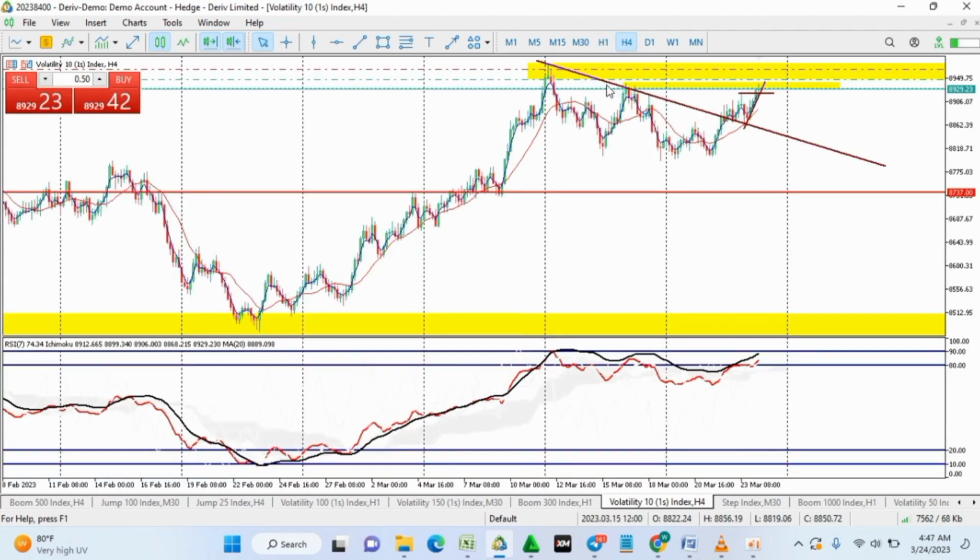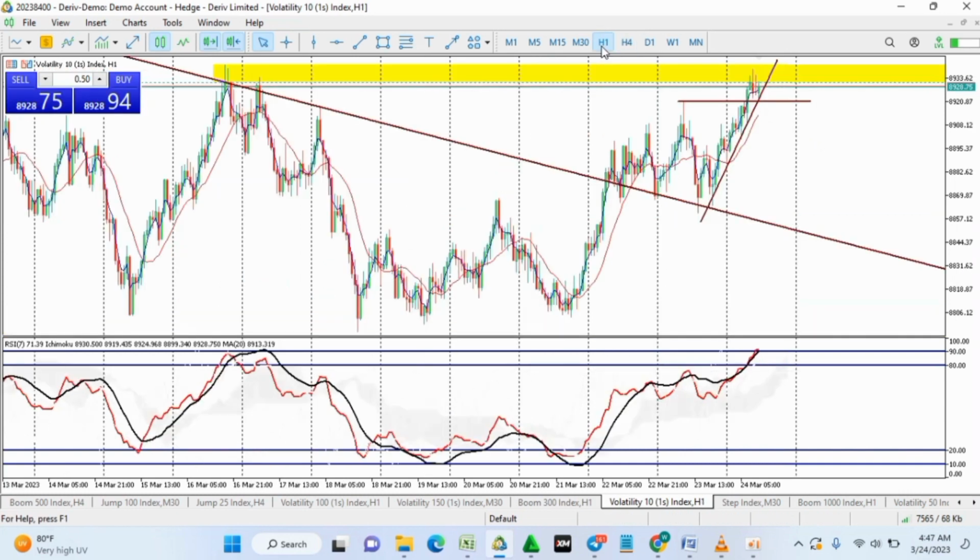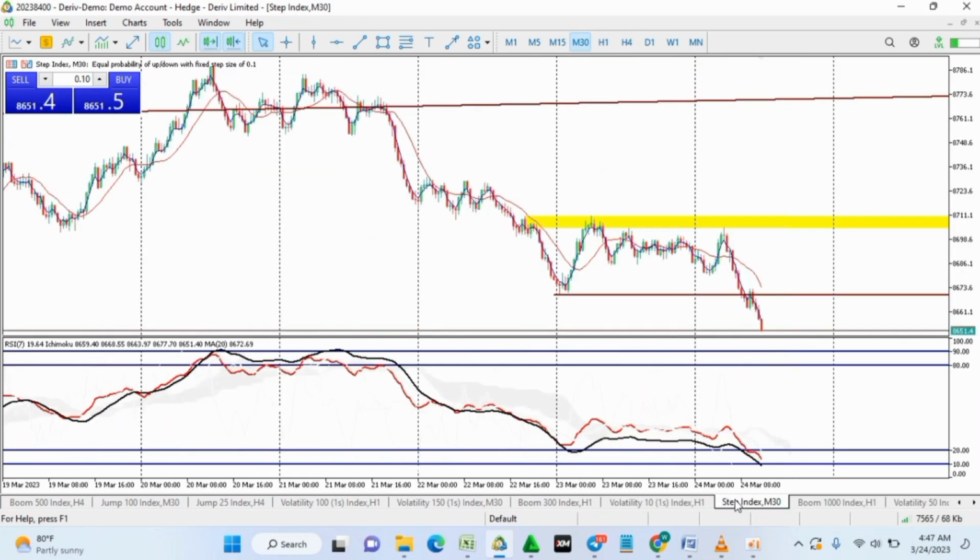My stop loss is here on H4. So I'm waiting to see what is going to happen, and then I can harvest. Then from this one we can see it is the Step Index.